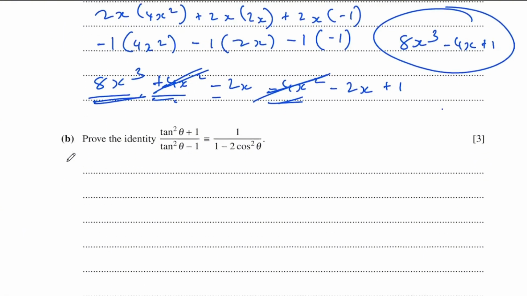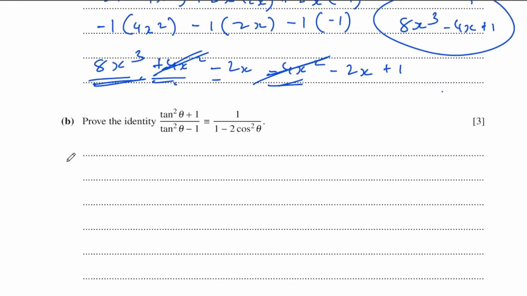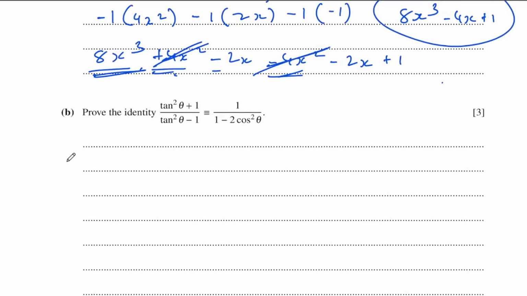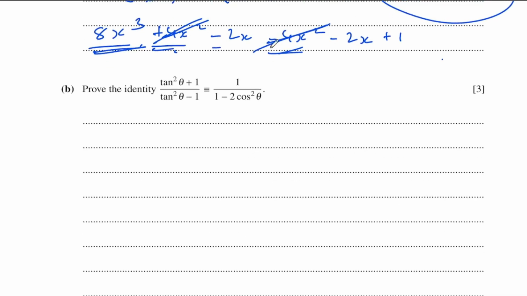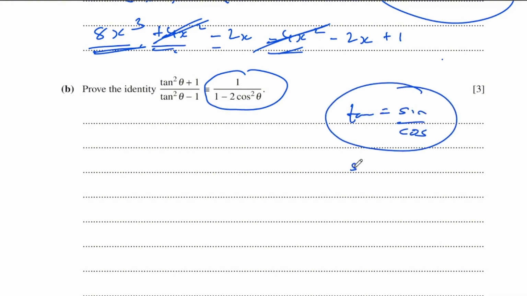Then the second part talks about proving an identity, tan squared theta plus 1 over tan squared theta minus 1, and we need to somehow end up with this. Now, whenever you get something like this, which has tan, I would first convert all the tans into sine over cos. So you know your identity, tan equals sine over cos. You need to be very good with this and the other one, obviously.